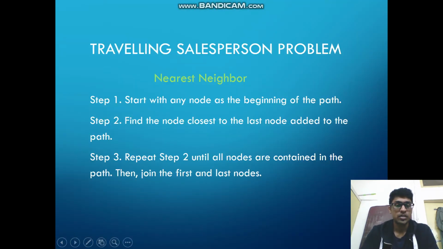So the nearest neighbor heuristic is: start with any node as the beginning of the path, find the node closest to the last node added to the path, and repeat step 2 until all nodes are contained in the path, then join the first and last nodes. So let's build a path by this heuristic.